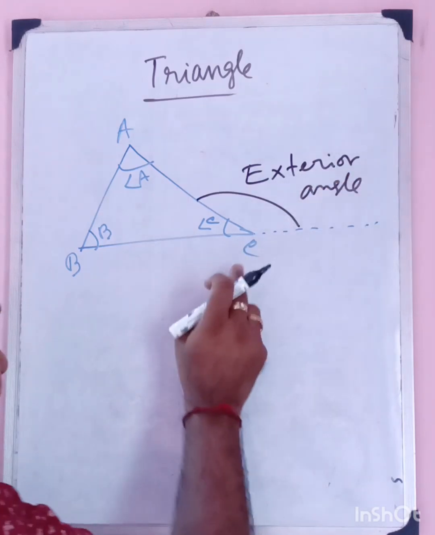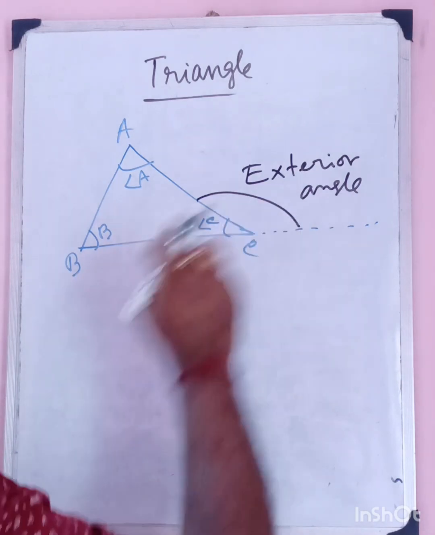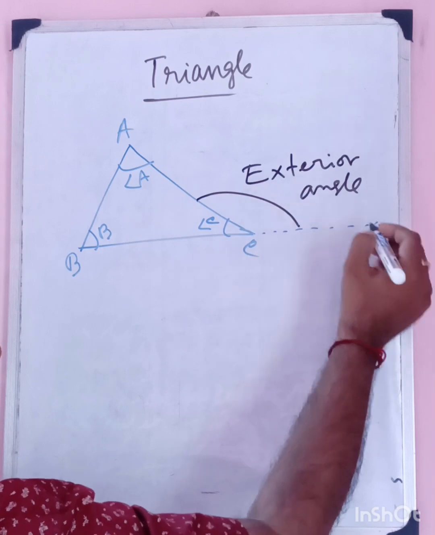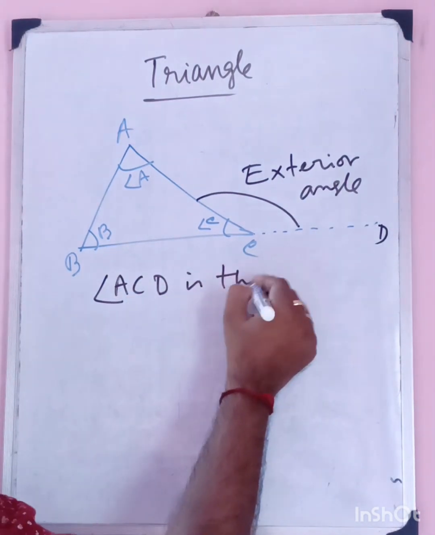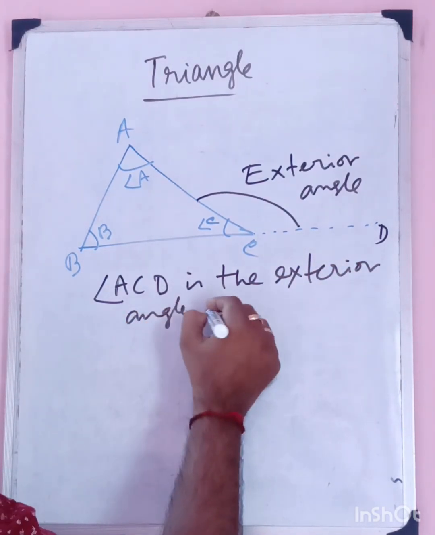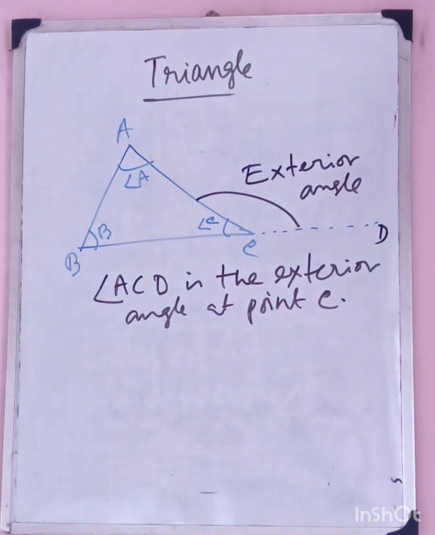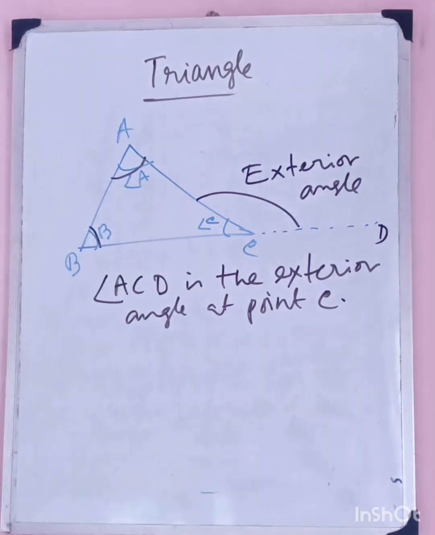Exterior angle at point C. Suppose you denote it like D. So angle ACD is the exterior angle at point C. Now the fourth property is this exterior angle is equal to sum of two opposite interior angles.